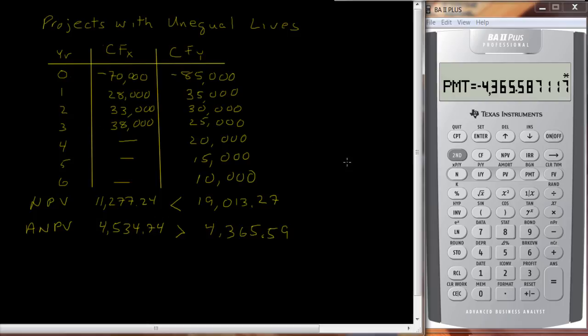And again, the way to do that is calculate the NPV for each project and then annualize it. That is, find the annuity that is equal to this NPV over the life of the project. In this case, 3 years. And you can see that this is higher than it is for Y. So X turns out to actually be the better project for the company to do.